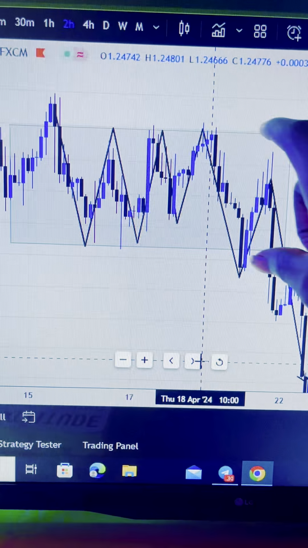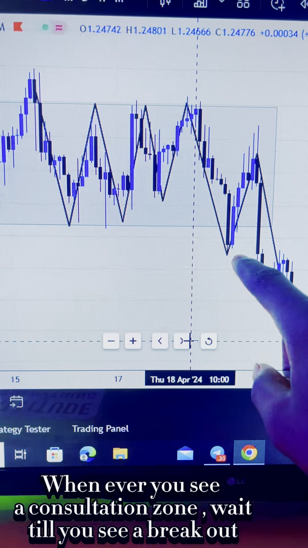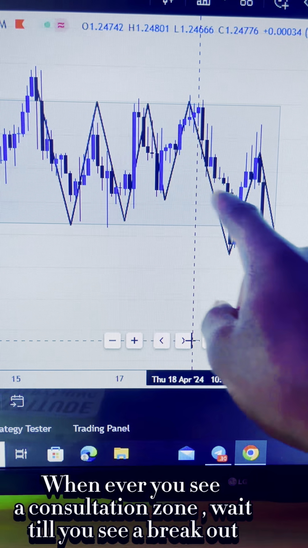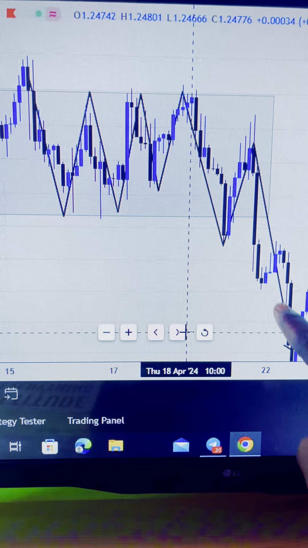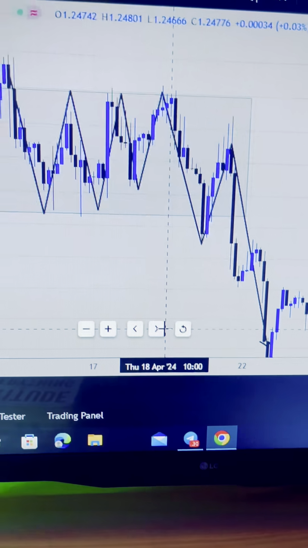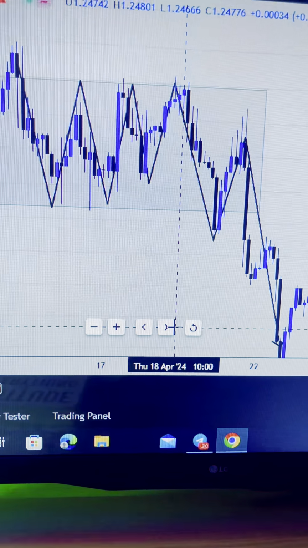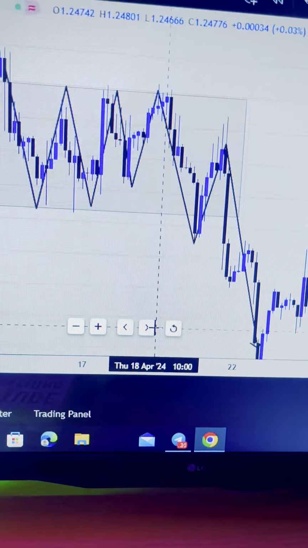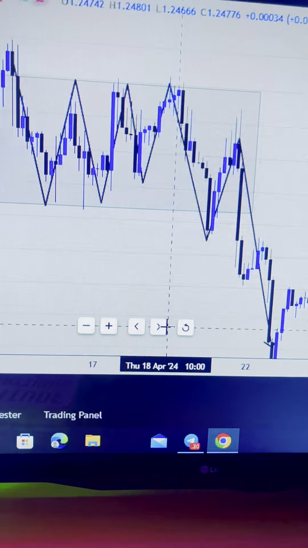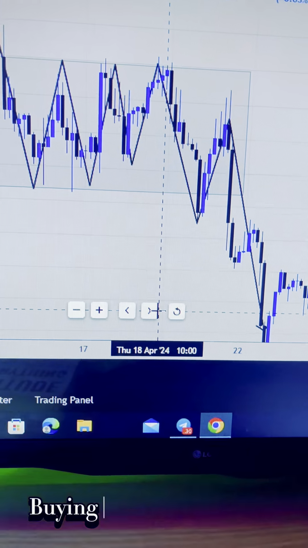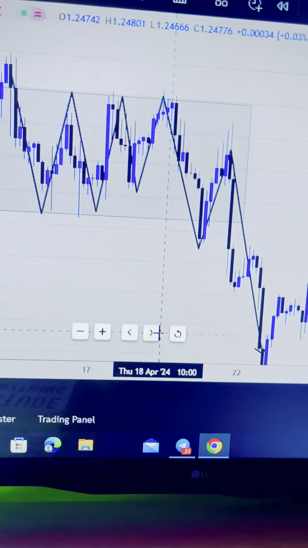So anytime you are seeing this consolidation zone, always wait for a breakout. When the breakout comes, you see this breakout structure to here. It will come and make a lower low and a lower high, and it continues. That's just basic market structures. Just with the help of this, you'll be able to identify where you are in the market. And once you're able to identify where you are in the market, at least you will know if you're actually looking for buy opportunities in the market, or you're looking for sell opportunities, or it is time to wait.